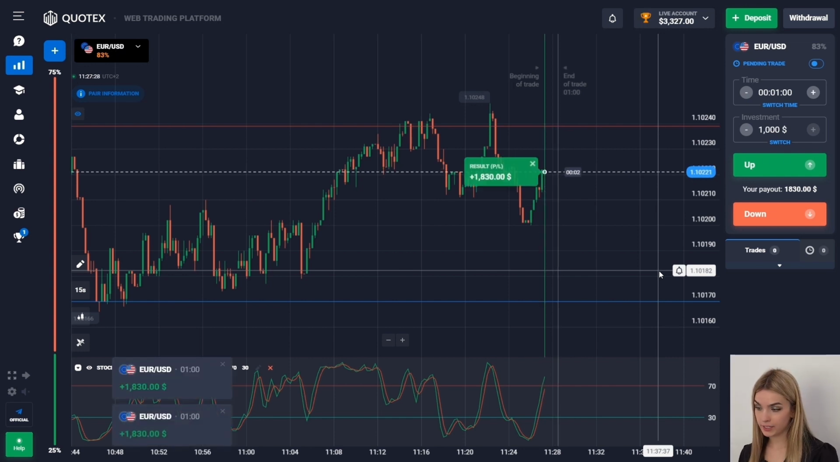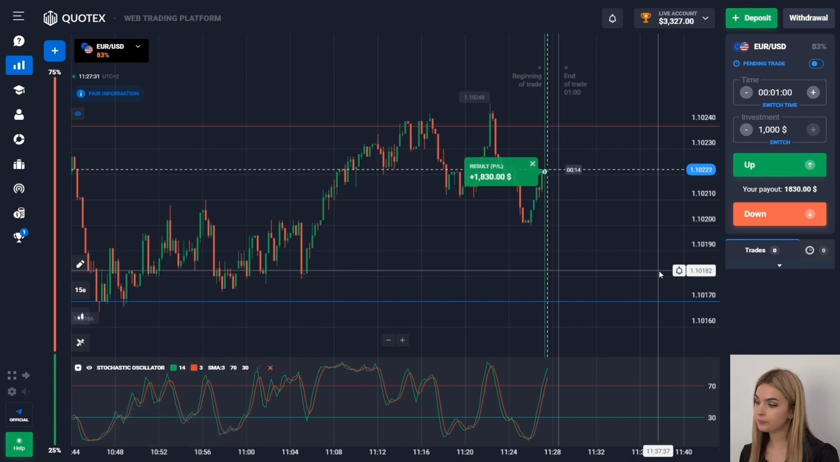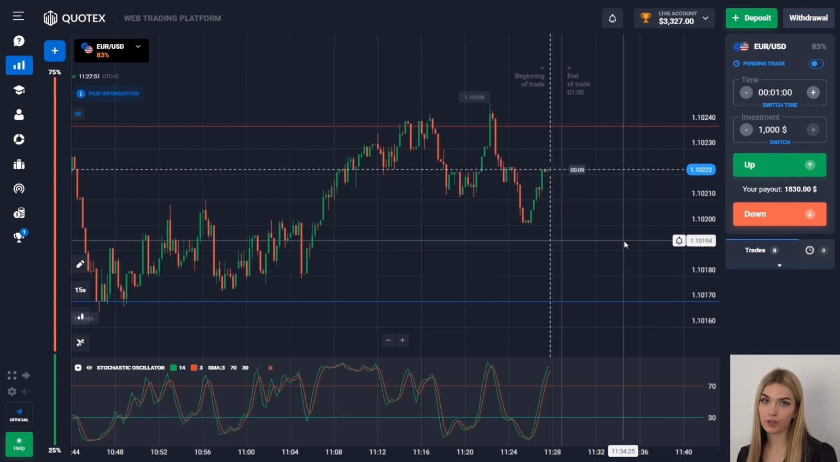We see that the price continued to move towards the resistance level, and the stochastic curves also came to the upper zone, and our deal closed with a profit.